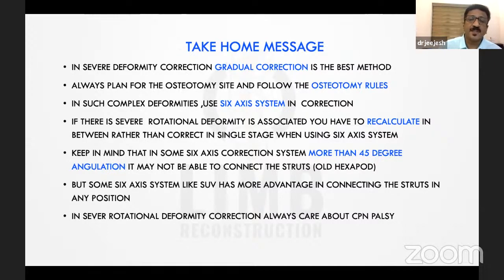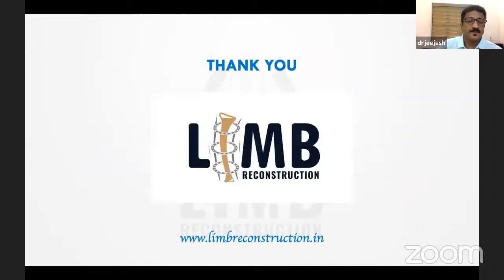And if there is severe rotation deformity associated, what I found is you have to recalculate in between rather than correct in a single stage. Keep in mind that with some 6-axis correction systems, for more than 45-degree angulation, it may not be possible to correct with the struts. But in some systems like SUV, you can correct it. And in severe rotation deformity correction, always take care about common peroneal palsy. Thank you.